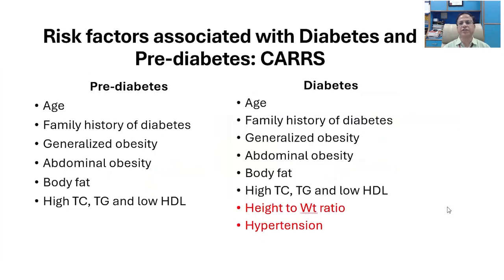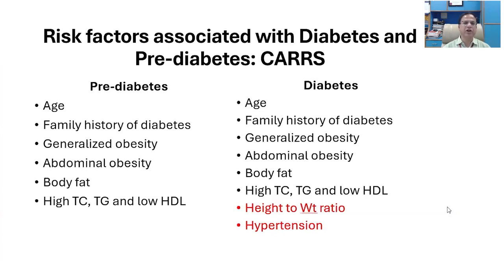So what are the risk factors associated with diabetes and pre-diabetes coming out from our study? The risk factors are common for both pre-diabetes as well as diabetes. As age increases, the risk of diabetes or pre-diabetes increases. If there is a family history of diabetes, there are more chances that a person can get diabetes. If there is generalized or abdominal obesity, both of them are associated with a higher risk of developing diabetes.